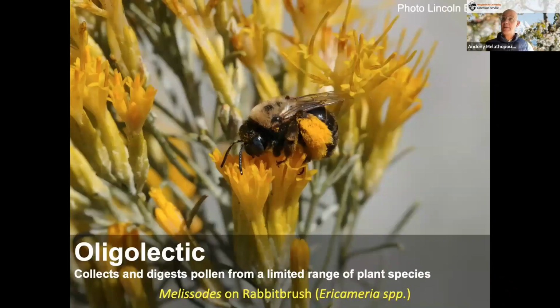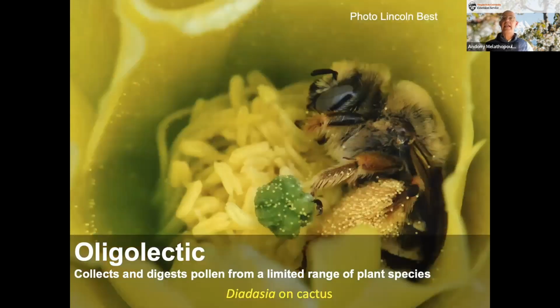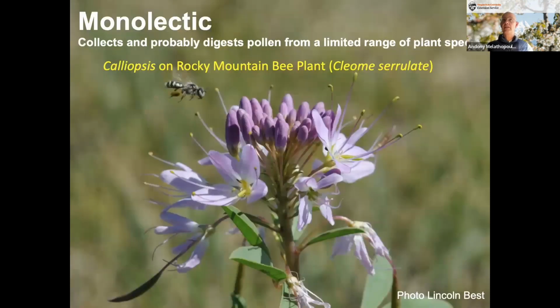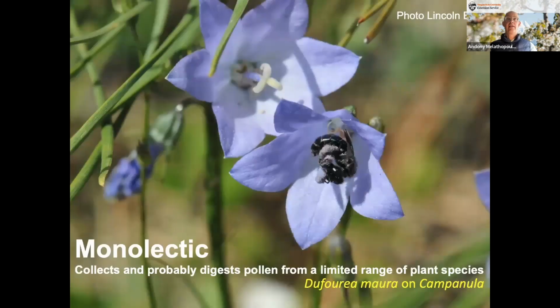But if you go to something like rabbitbrush, as I'll talk about later, you'll find all sorts of specialist bees, like these bees in the genus Melissodes that only go to composites. Similarly, on cactuses or mallows, you'll find Diadasia, and only there. And sometimes you have these real tight connections. So Coelioxys will only be found on Cleome, the Rocky Mountain bee plant. If you don't have this growing, you'll never see these bees. And here's another example, a Diphaglossa that you only find on Campanula. Without those plants there, you won't see them.